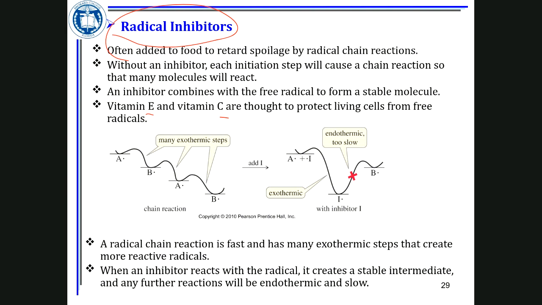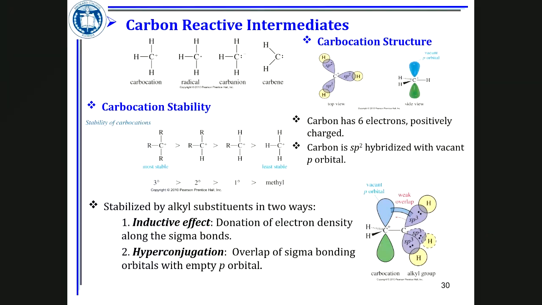So free radical chain reaction is fast and has many exothermic steps. So it's going to give you more free radicals. The free radicals that are forming are very reactive, because that's why they're called reactive intermediates.